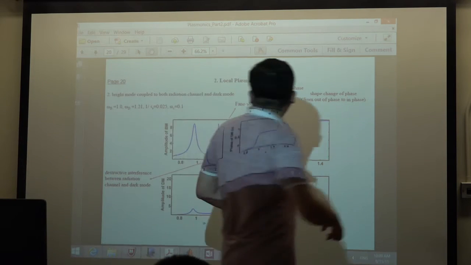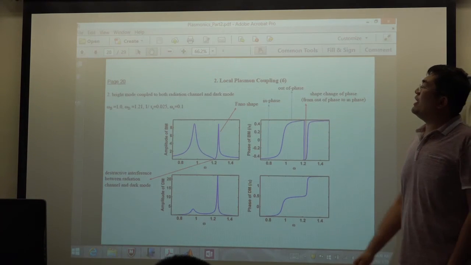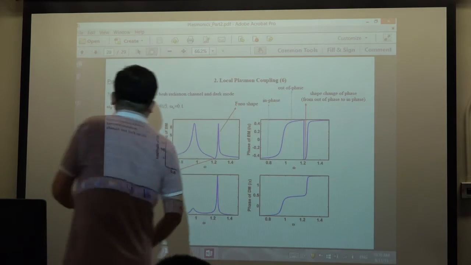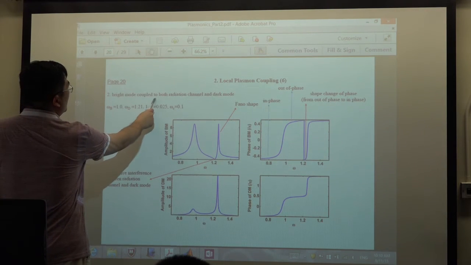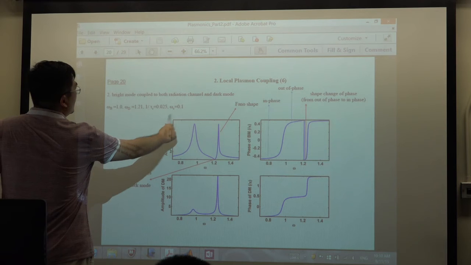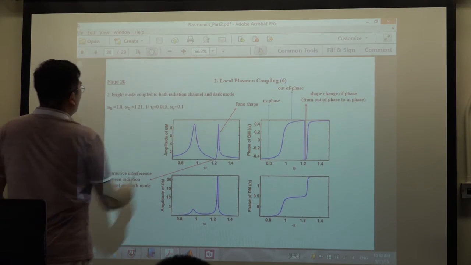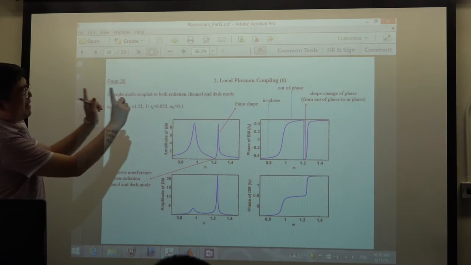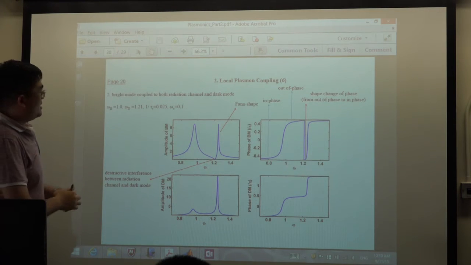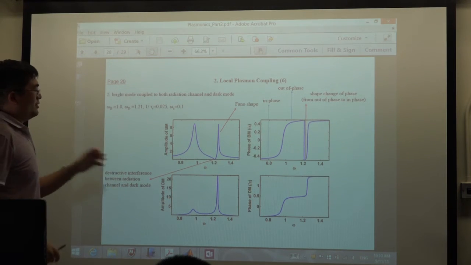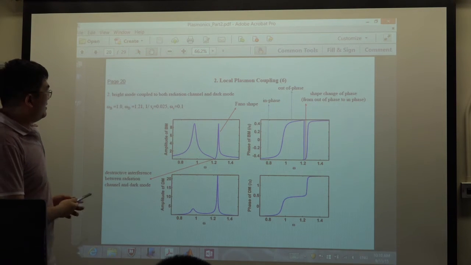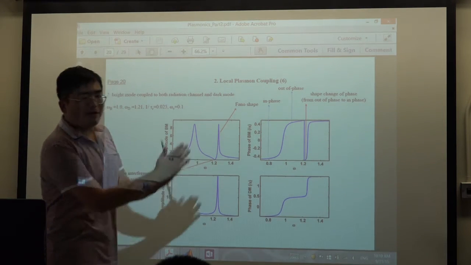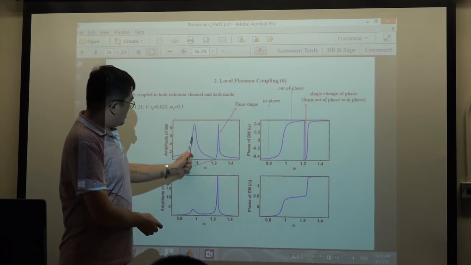Then we see what happens when one bright mode couples to the radiation channel and the dark mode simultaneously. Here gamma r is 0.5 for the coupling to the radiation channel. Omega C is the coupling strength between the two modes, and the two modes have two different resonance frequencies, omega and omega D. You can see what happened. The first mode, around 1.5, has a shift, but it is almost equivalent.